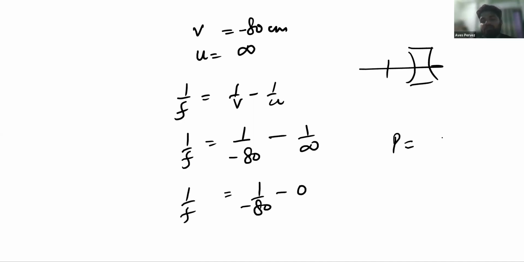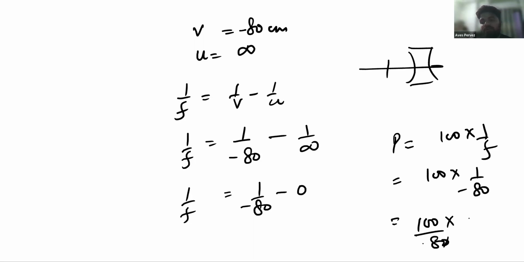Then you know power is equal to 100 times 1 by f, if the focal length is in centimeters. So 100 into 1 by minus 80. You can cut the 0, then you will get 10 by 8, which is 1.25. The power of the lens is minus 1.25 diopter. You understood, everybody? Yes, sir.